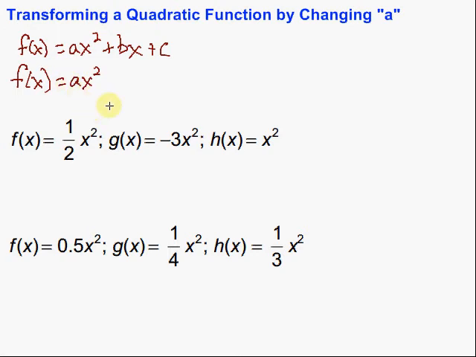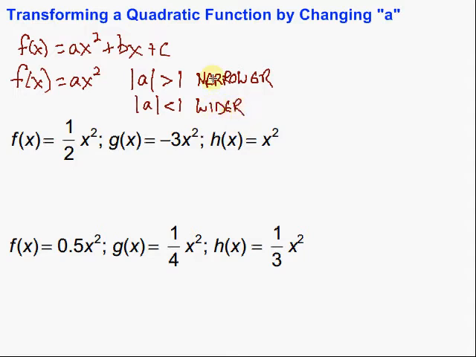if it's negative, remember, it flips the graph down over the x-axis. So we're going to look at it in terms of the absolute value, and we'll talk about that a little bit more. But if the absolute value of a is greater than 1, the graph is going to get narrower. If the absolute value of a, again we do the absolute value because of those negatives flipping it, is less than 1, then the graph is going to get wider.